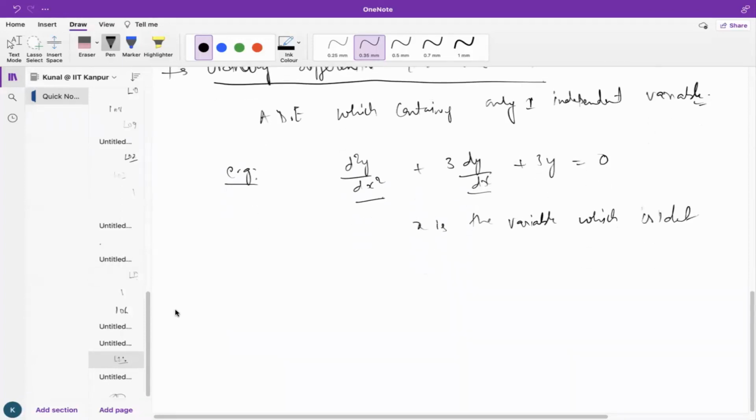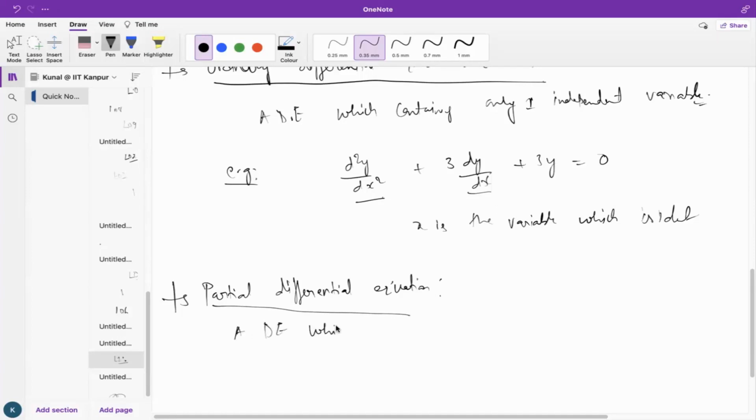Now, the next thing is partial differential equation. What is a partial differential equation? So basically a differential equation which contains more than one independent variable. So let me give you an example of this.